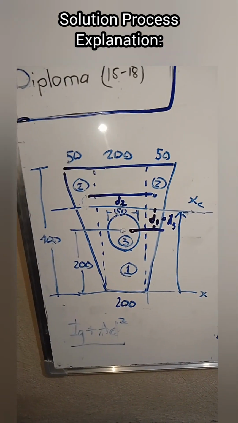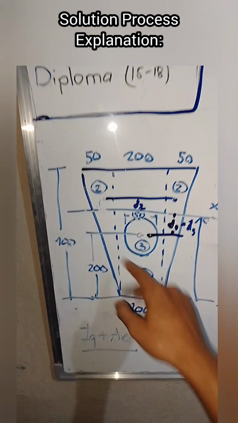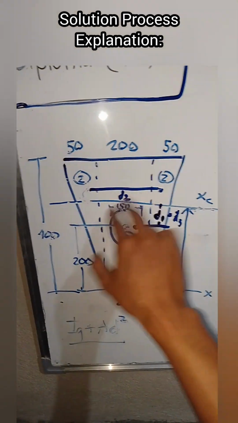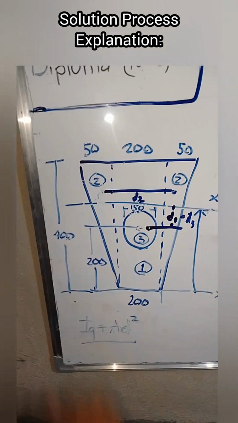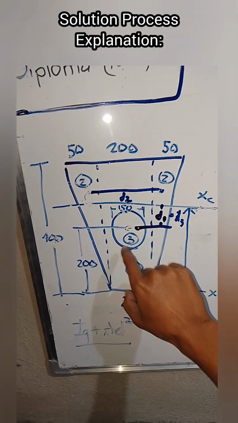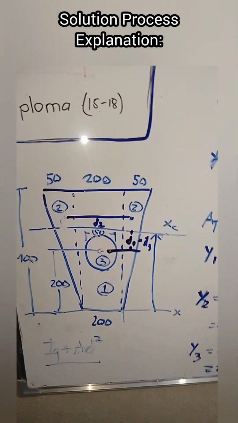So in the solution we did, from this overall shape that was given, we broke it down into three shapes. The two triangles are the same shape, with a base of 50 and a height of 400, then the rectangle, and the circle, which counts as a negative area since it is hollow. So I will explain the process.